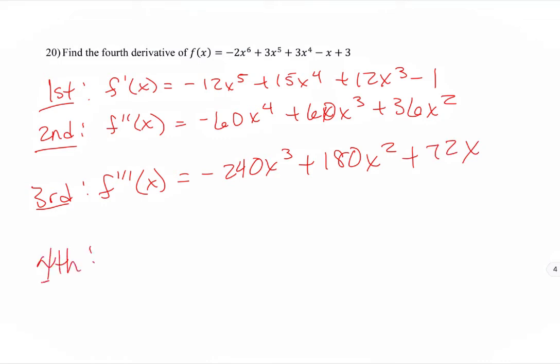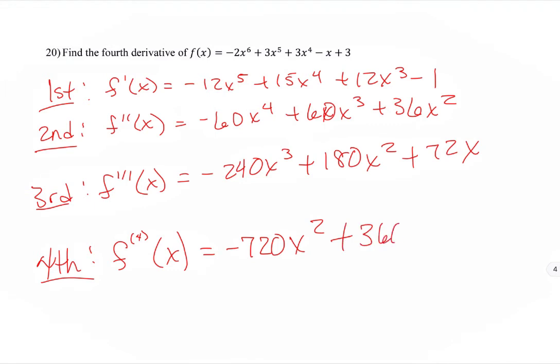Fourth, and we write this as f superscript (4) of x equals minus 720x squared plus 360x plus 72. Phew! Those were easy. This should have been, no, 720 is right. I need to correct it on my sheet. Alrighty.